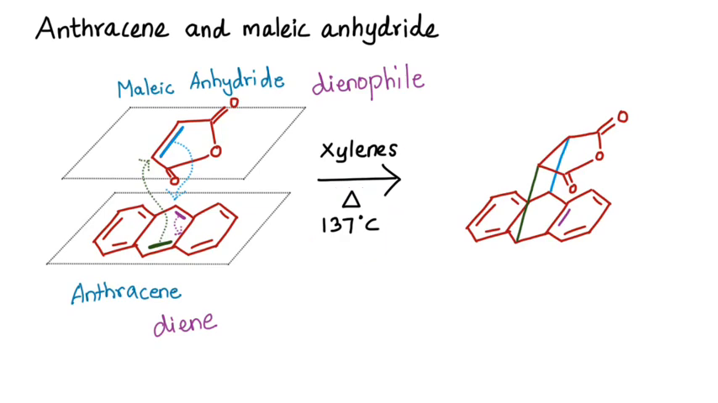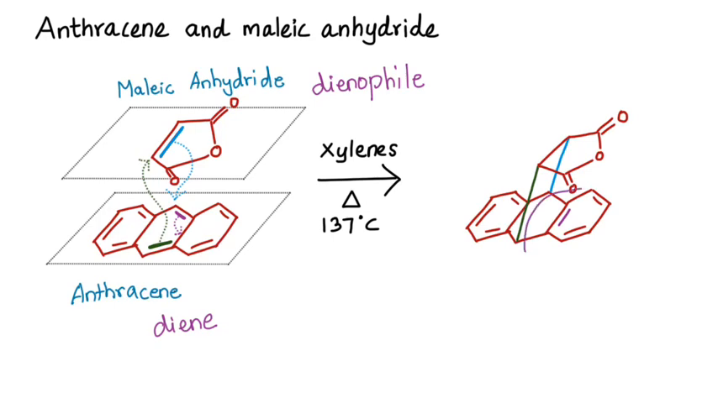Now that's how the electrons are moving between the anthracene and maleic anhydride. In the product, you form the new bonds: two new sigma bonds and one new pi bond. It's a little difficult to draw the product in three-dimensional shape, so you can use a simplified way of drawing it. This is not the actual three-dimensional shape.